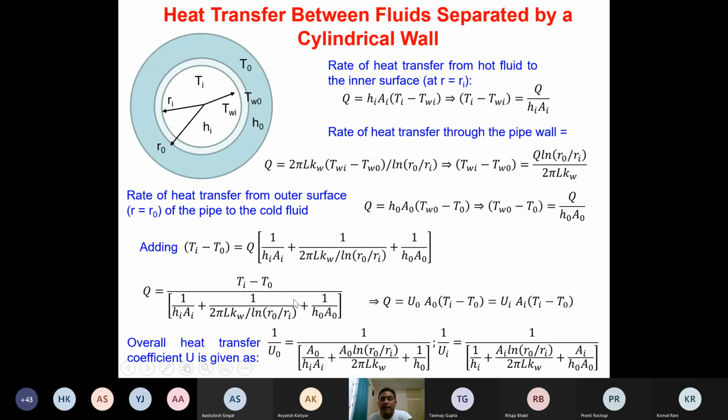Remember, in a cylindrical case, you have to define this overall heat transfer coefficient either in terms of the inner surface area or the outer surface area, and accordingly you have to use the correct equation of Q. So is it clear to everyone?